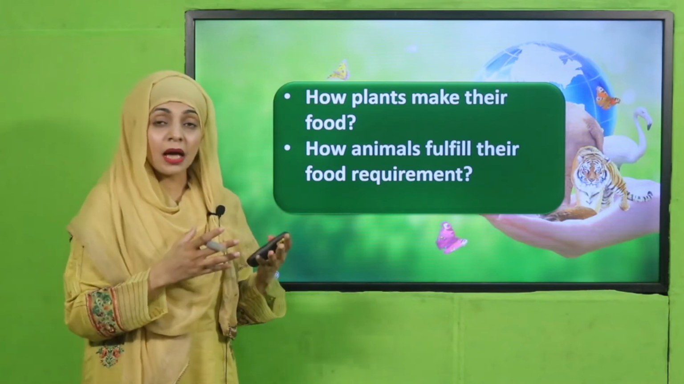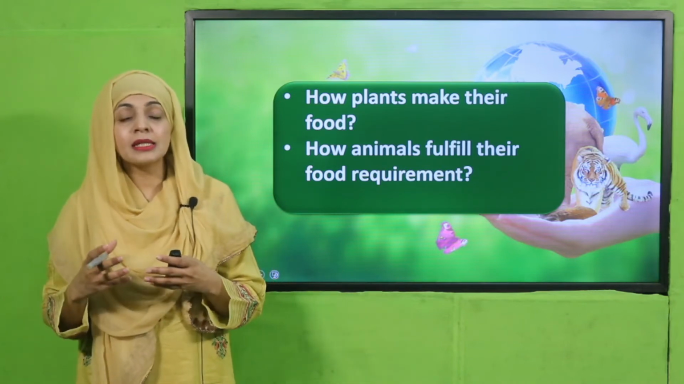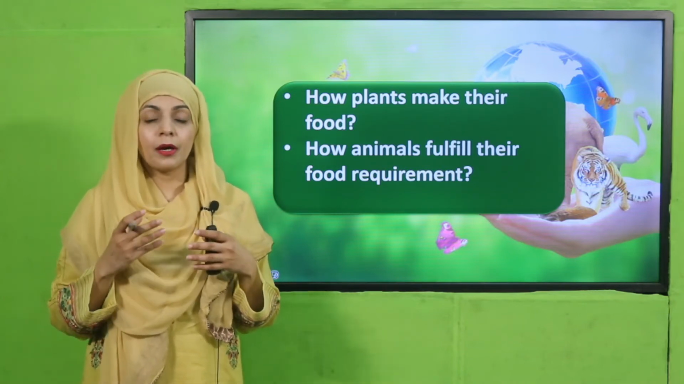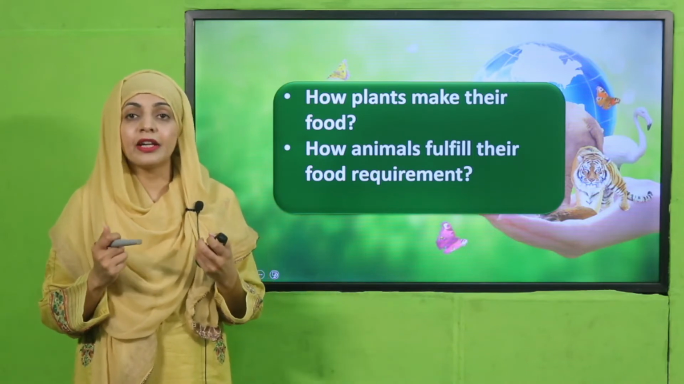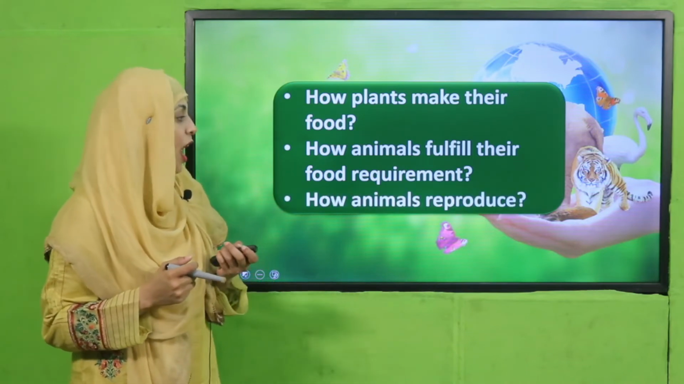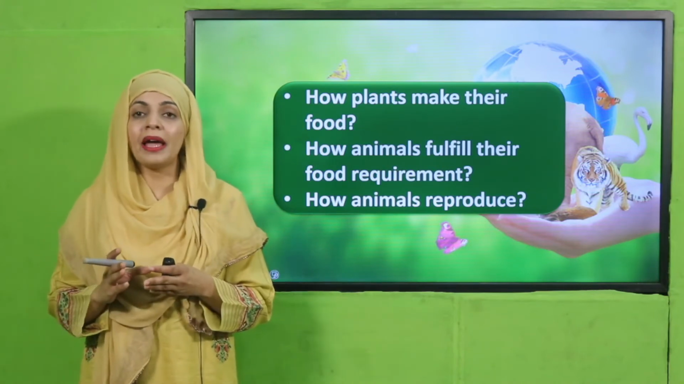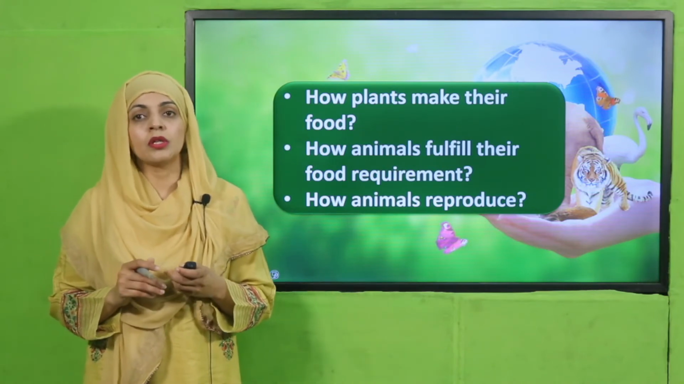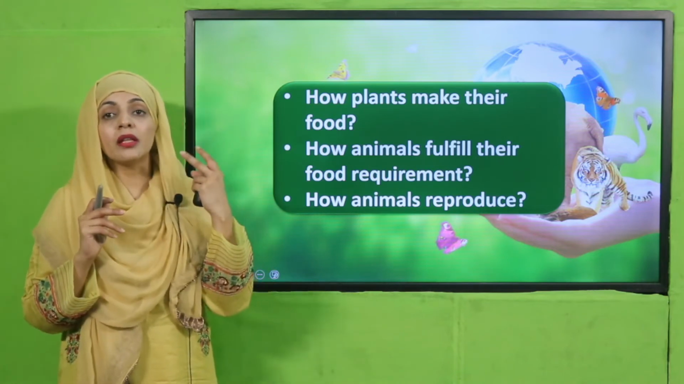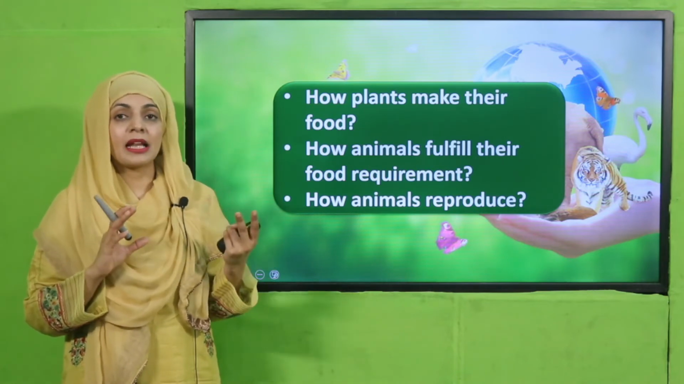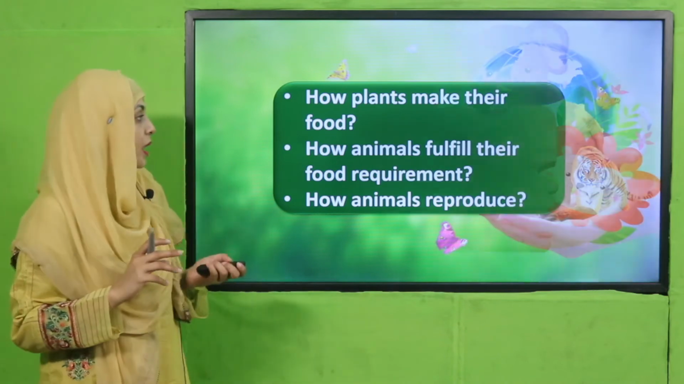By eating other plants or by eating other animals, they can get their energy or food. So how animals reproduce? Either by laying eggs or by giving birth to young ones. So these are two other characteristics of plants and animals, reproduction and feeding.